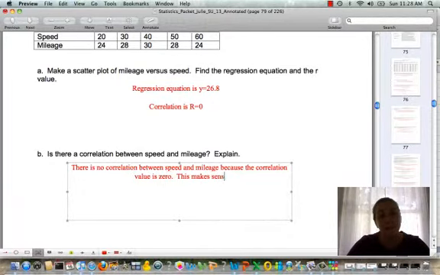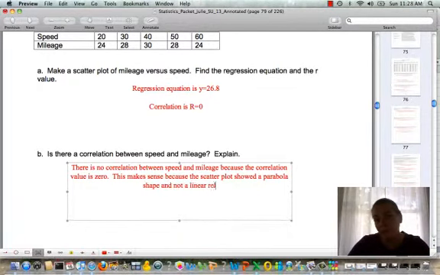And this makes sense because the scatter plot showed a parabola shape and not a linear relationship.